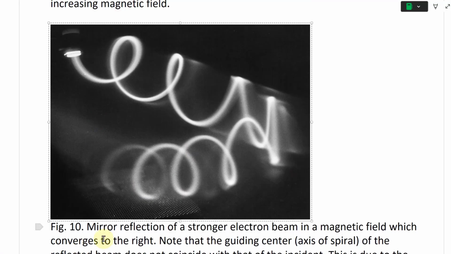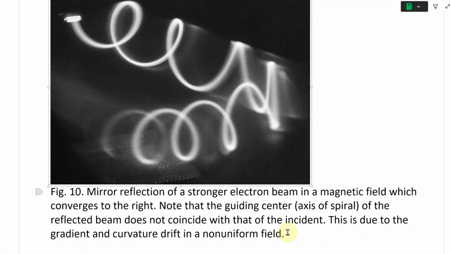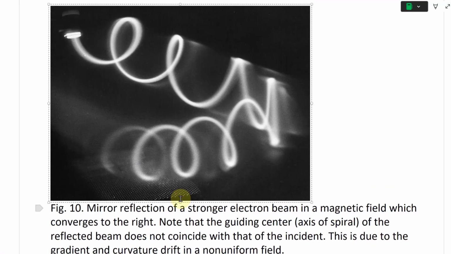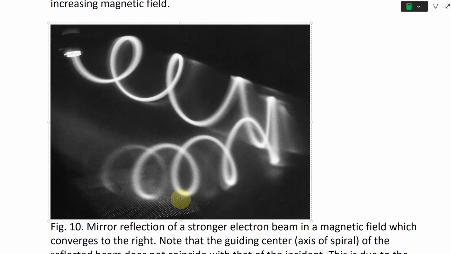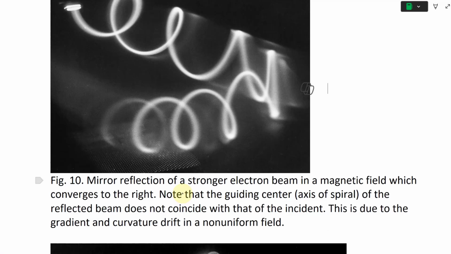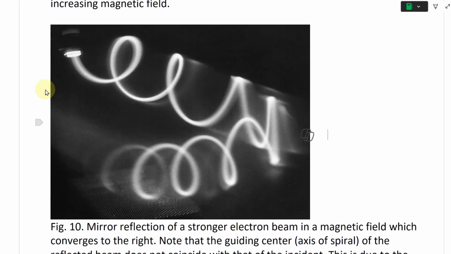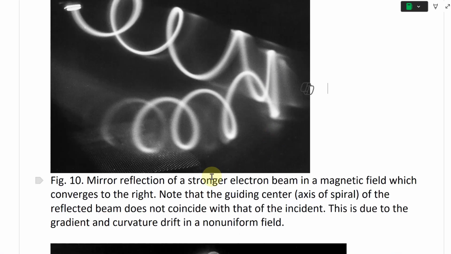So here's another setup. Mirror reflection of a stronger magnetic field in a magnetic field which converges to the right. Interesting. I think it's a magnetic field that's converging all the way here and getting super strong, so it repels that electron beam. I'm assuming that's what it is. Note that the guiding center axis of the spiral of the reflected beam does not coincide with that of the incident beam.